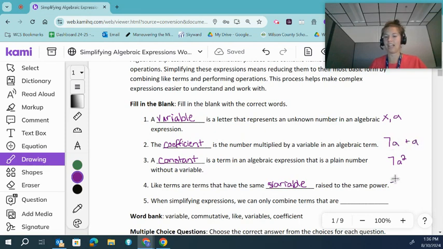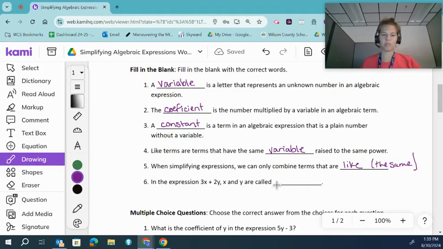But you could have 7a plus a, now 7a and a are like terms. You could have negative 2x plus 4x. These are like terms, because they both have that imaginary 1 variable. You could have 7a squared plus 4a squared. Those would also be like terms. When simplifying expressions, we can only combine terms that are like, or the same.